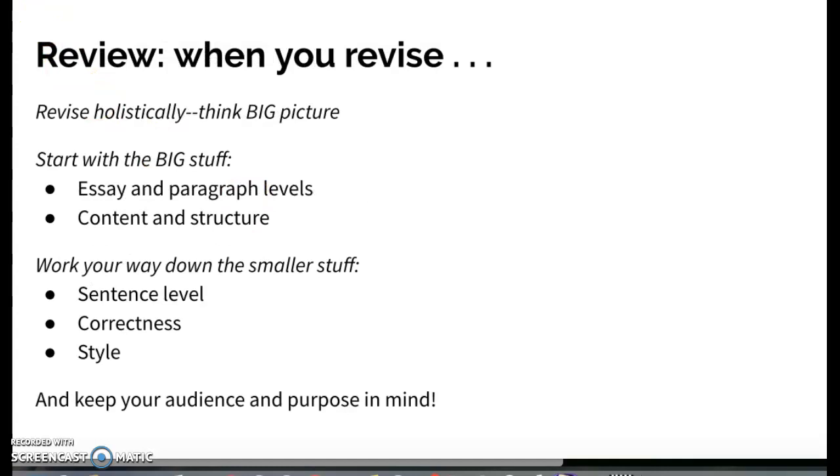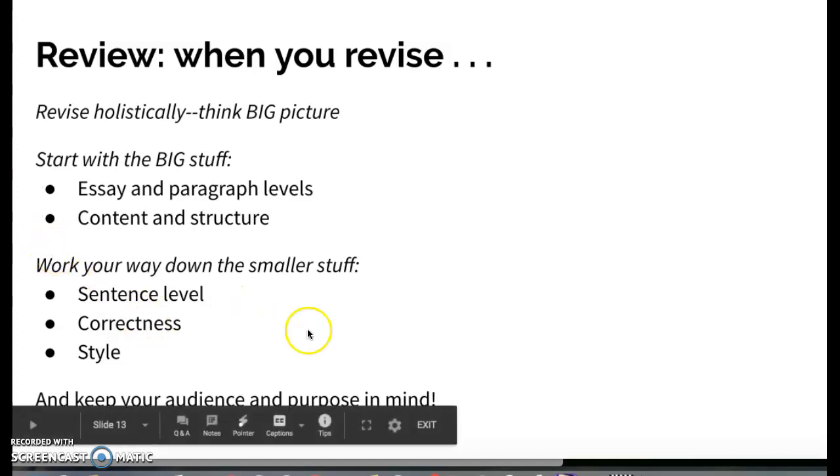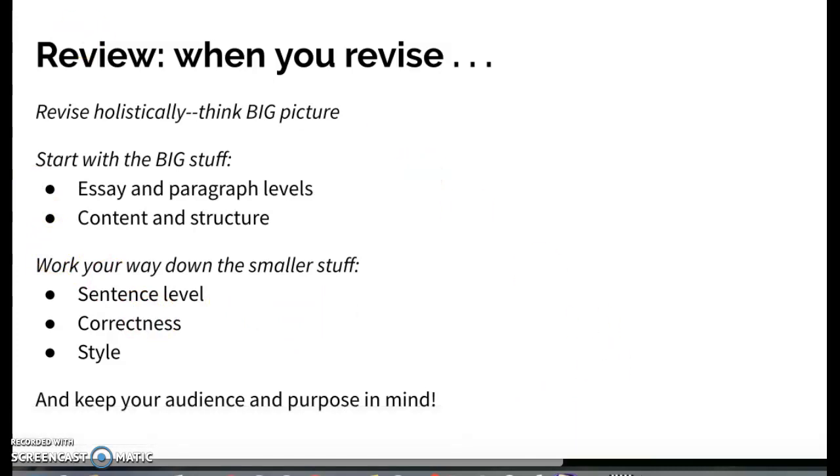So let's just review real quickly. When you revise, you should revise holistically. Think about the big picture. You should start with the big stuff, the essay and paragraph levels. Remember, you want to build the walls before you paint them. So start with issues of content and structure and work your way down after you're done with essay and paragraph level revisions to sentence level stuff, correctness and style, and always keep your audience and your purpose in mind.